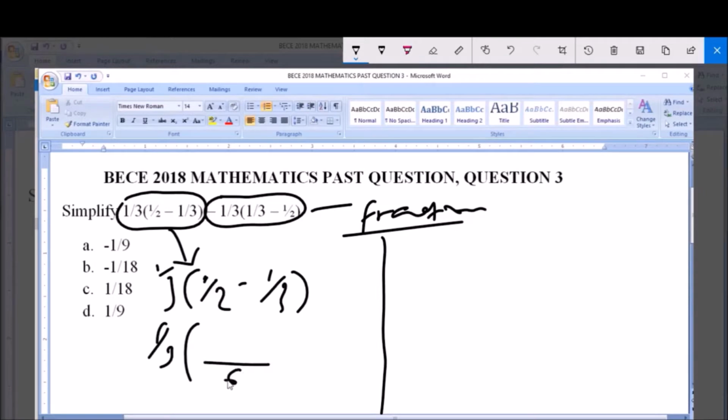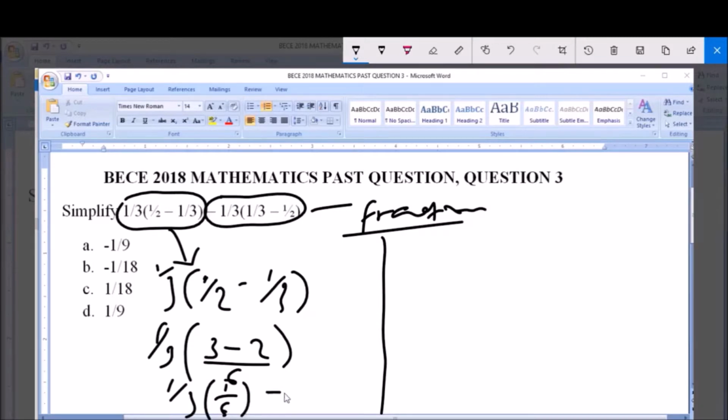So therefore we have 6. And so we say 2 in 6 will give us what? Will give us 3. That is 6 divided by 2 will give us 3. 3 times 1 here will give us 3. So we have 3 minus 3 in 6 will give us 2. 2 times 1 here will give us 2. You understand? So here now we have 3 minus 2. So we have 1 over 3 into brackets 3 minus 2 will give us 1, 1 over 6.